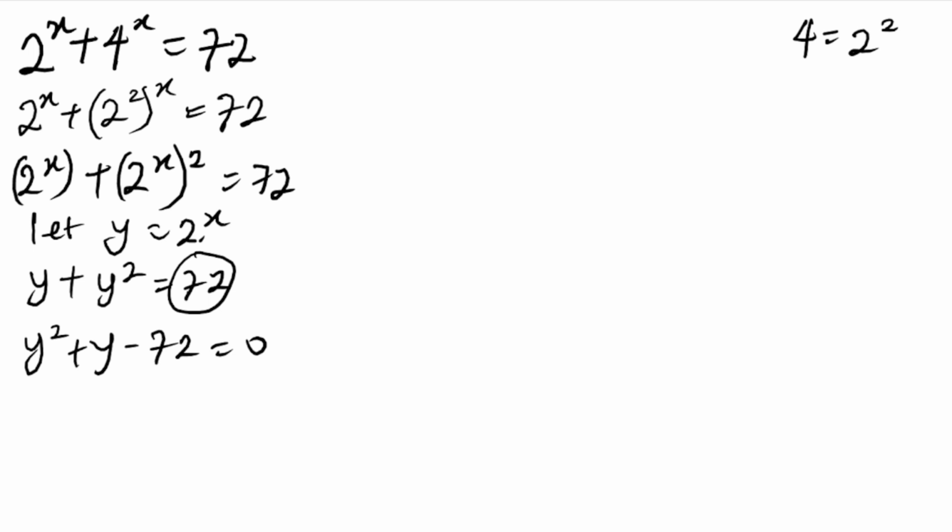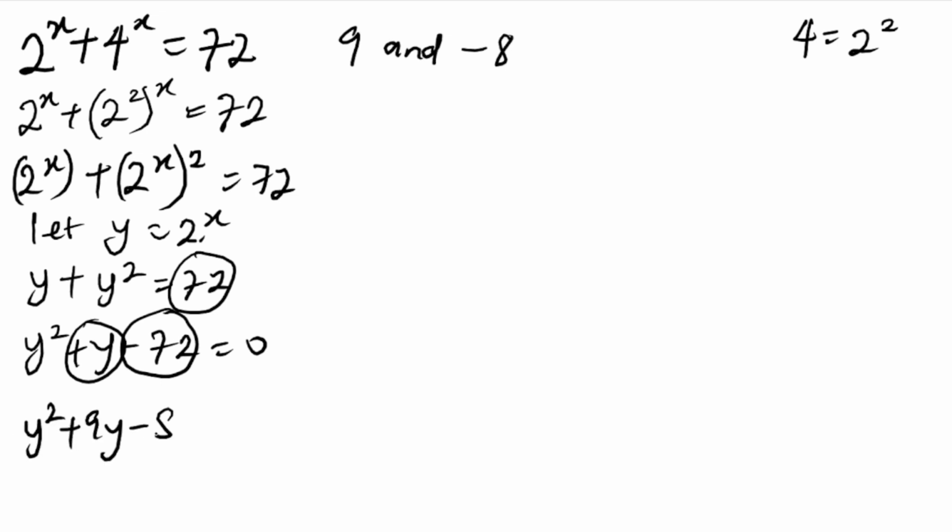So the question here is, what are those two values that if you multiply them, you have minus 72, and if you add them, you have plus 1? The values are 9 and minus 8. So I have y squared plus 9y minus 8y minus 72 equal to 0.